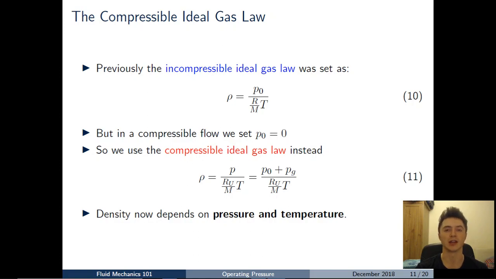And this is what we get if we use the compressible ideal gas law. So this time we calculate the density using the static pressure, the gas constant and the temperature. So really this time the pressure that we use is the sum of the operating pressure, which we set to 0, and the gauge pressure. And the most important point to take away from this is that when we select the compressible ideal gas law from our drop-down menu, wherever in the CFD code, the density now depends on both the pressure and the temperature. And that's of course correct for a compressible flow because the pressure changes are large.